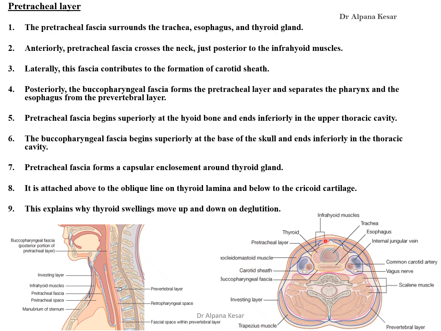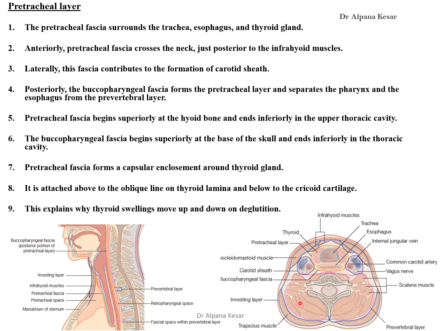The anterior layer of the pretracheal fascia begins superiorly at the hyoid bone, and inferiorly it extends till the upper part of the thoracic cavity. The posterior layer of the pretracheal fascia, which is also known as buccopharyngeal fascia, begins superiorly at the base of the skull and ends inferiorly in the upper part of the thoracic cavity.